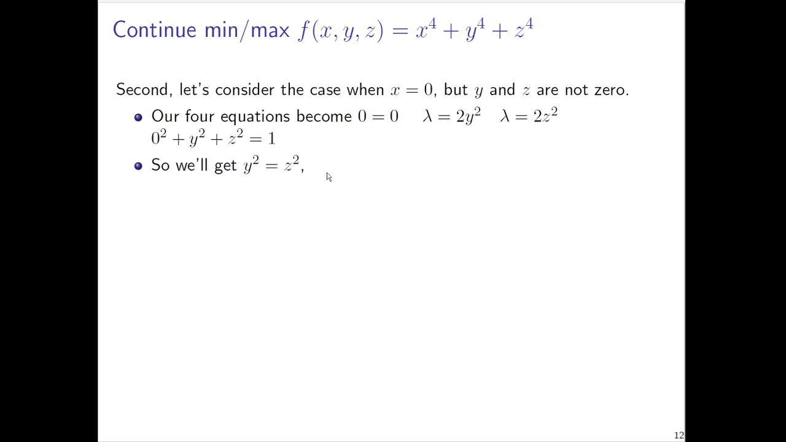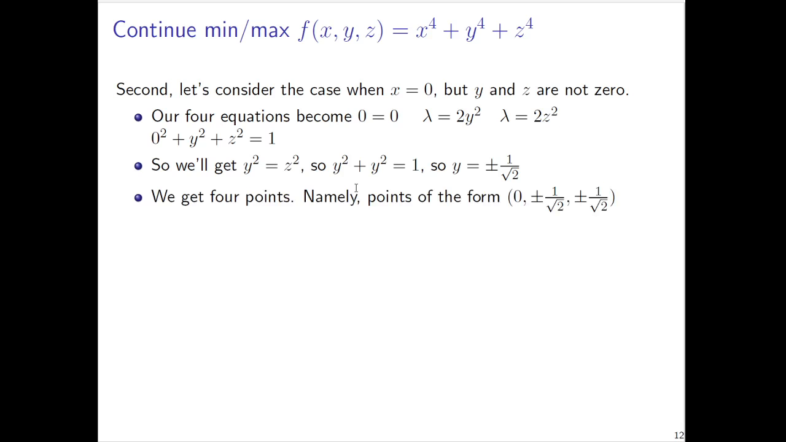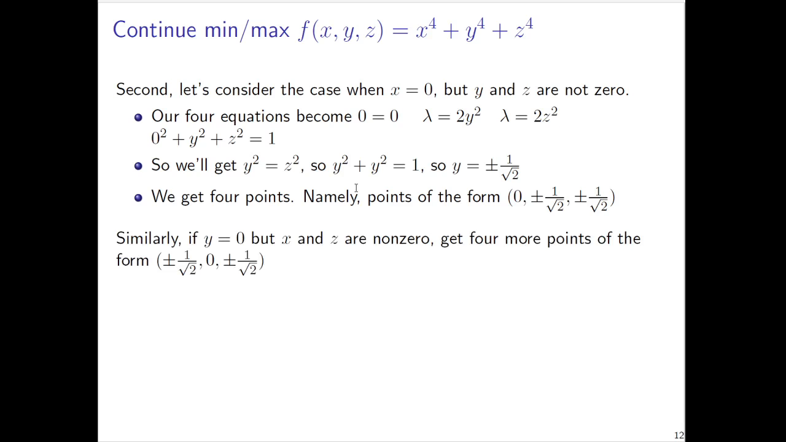So we end up with y squared equals z squared from setting the lambdas equal here, right? 2y squared equals 2z squared leads to y squared equals z squared. So then we can substitute y squared plus y squared equals 1. So 2y squared equals 1, so y is equal to plus or minus 1 over root 2. We end up getting 4 points. They're of the form 0, comma, plus or minus 1 over root 2, comma, plus or minus 1 over root 2.